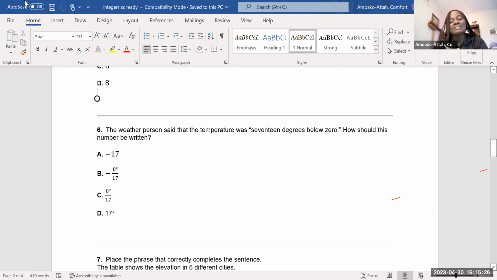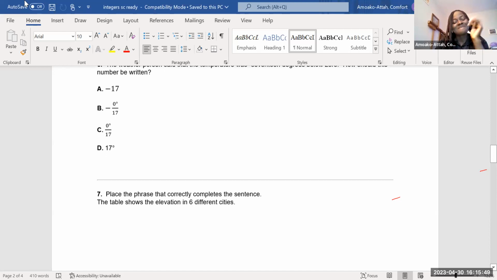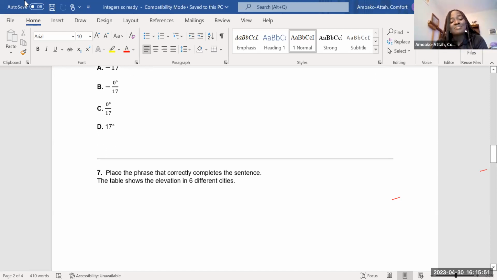Let's see number 6. The weather person said that the temperature was 17 degrees below 0. I hope you guys have found the answer already. How should this number be written? Below. That is negative 17. That's all. Okay.